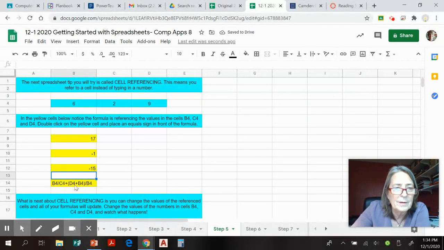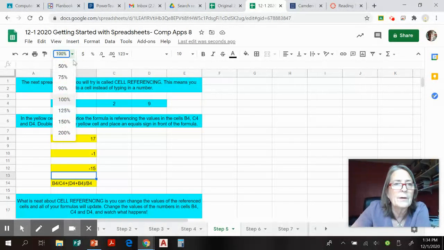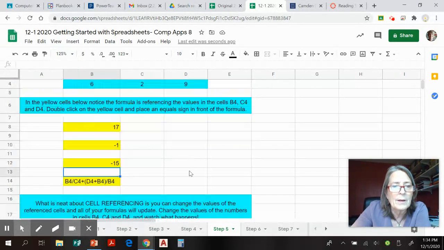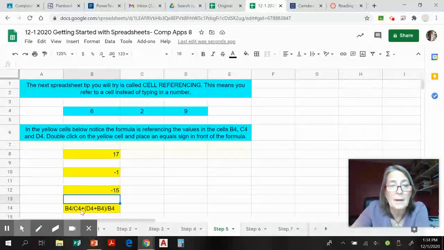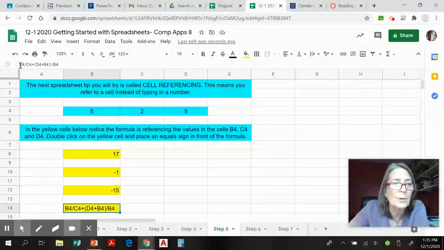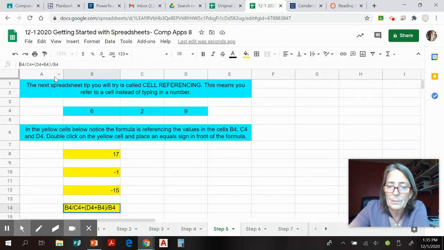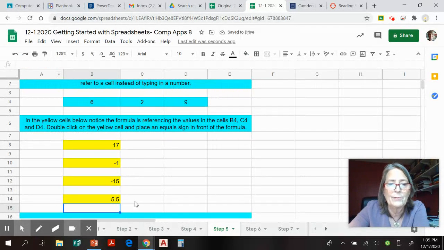Look at this one. I'm going to make this a little bigger. This one is B4, this number 6, divided by C4 plus the total of D4 and B4 divided by the number in B4. So this is getting more complicated, but we don't care because we're going to make the computer do the work. Watch. Add the equal sign to make it a formula, hit enter, and there it is. Did the math for you.